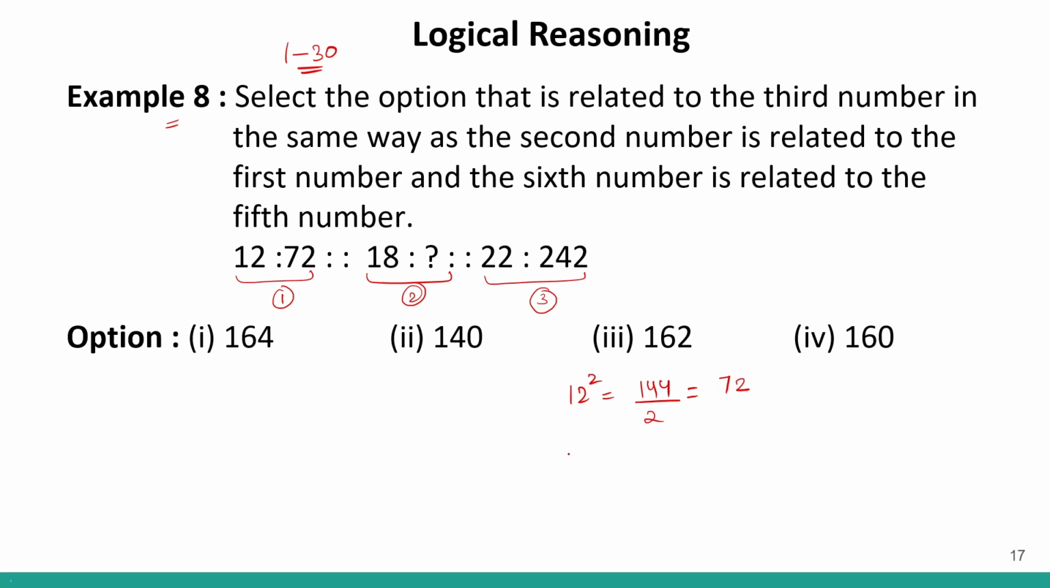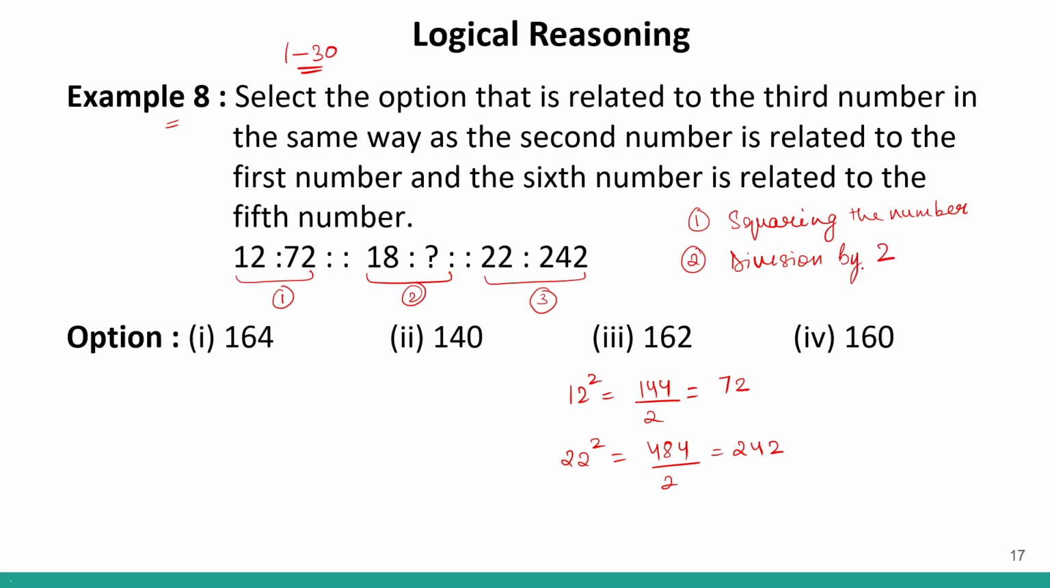Correct? Similarly, if you know 22 square is 484. And if I divide 484 by 2, I'll get 242. So basically what we are doing is, we are doing two operations. The first operation is, we are squaring the number. And the second operation is division by 2. We are dividing the sum that we get on squaring the number by 2. Correct? This is how we are proceeding. So 22 square divided by 2 will give me 242.